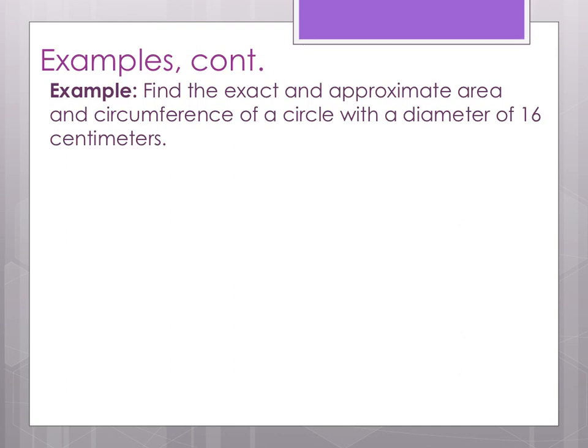Now let's look at another example. This example is pretty much the same as last time, but here we're given a diameter of 16 centimeters. We still need to find exact and approximate answers. So let's start with area. Remember, area is equal to pi times r squared. But we don't have a radius here, we have a diameter. So let's remember that the radius is the diameter divided by 2, or 16 divided by 2 in this case, which is going to give us 8.